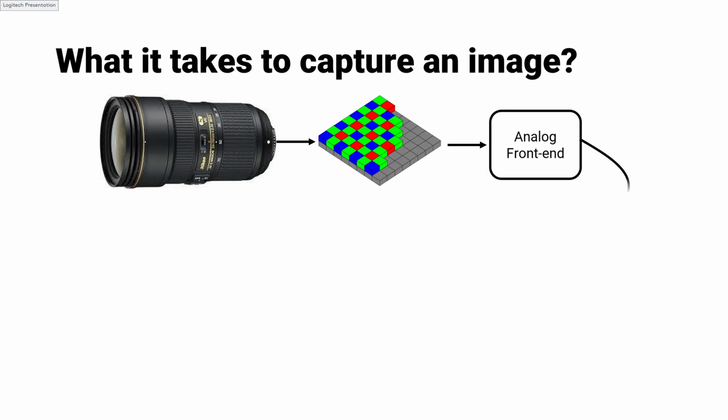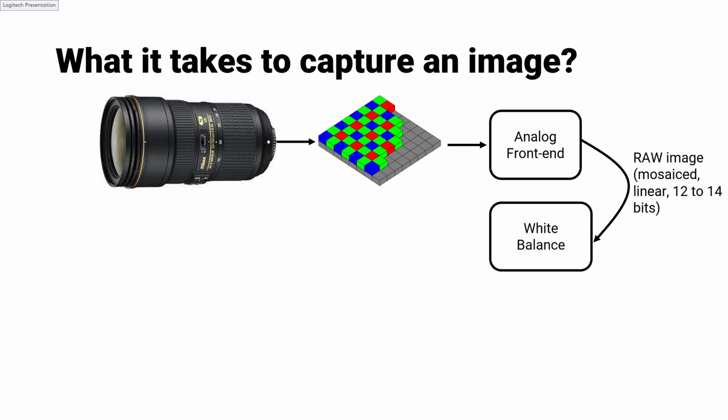Then we receive this color information through the analog front end, where physical photons of light are converted into voltage or electricity, and this gives us the raw image, which is mosaic, and it's linear with respect to the intensity of light, and it's generally 12 to 14 bits if you're using a DSLR or a modern day mirrorless camera. Then we perform white balancing. This is how you interpret color to add or subtract different amounts of color. For example, shade, then tungsten, then cloudy, and so on.